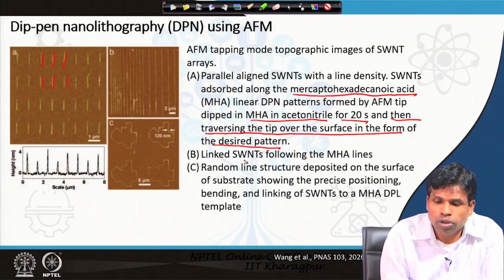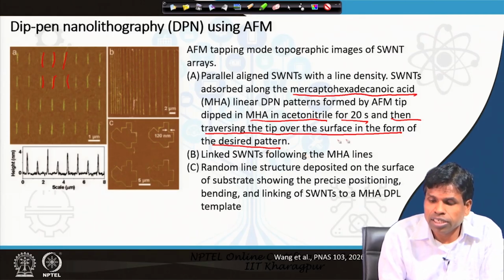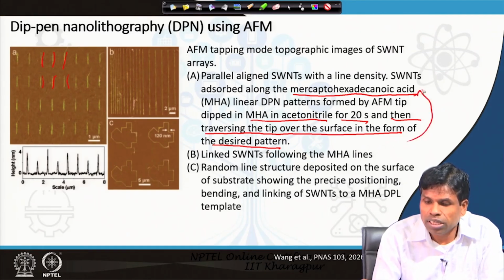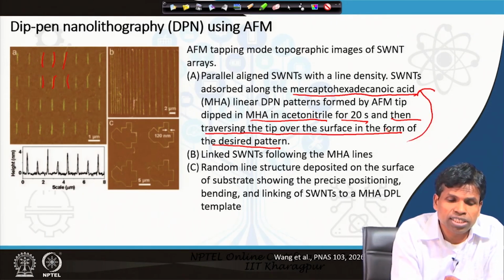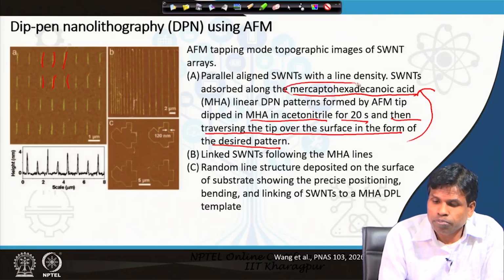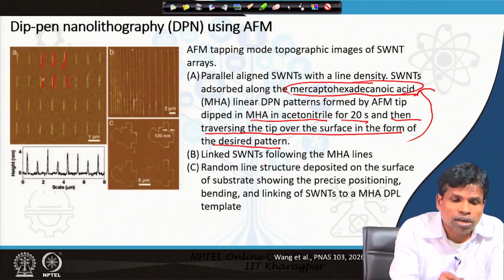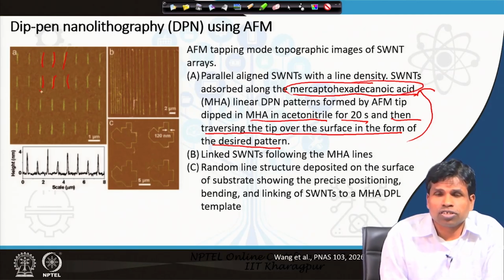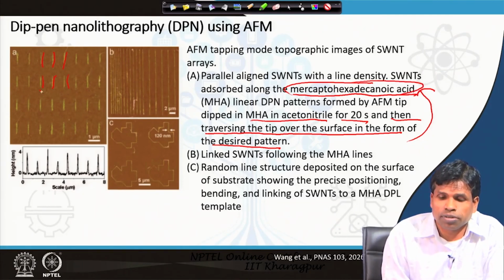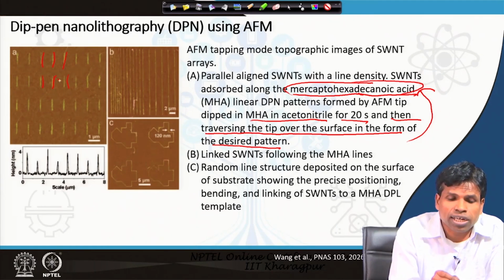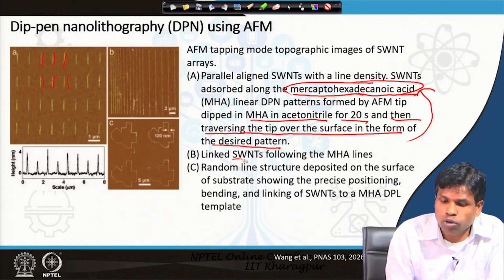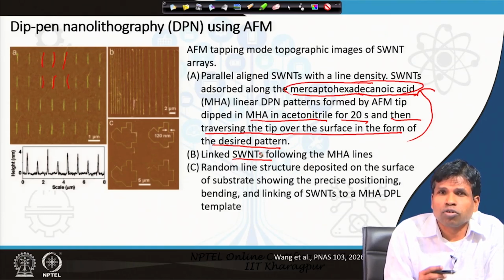As carbon nanotubes have a tendency to form a bond with the acid, carbon nanotubes will only go to the regions where mercaptohexadecanoic acid is present on the surface of the substrate. So, wherever this acid is present on the substrate, only in those places will the single-wall carbon nanotubes be attached; in the rest of the places they will not be attached.